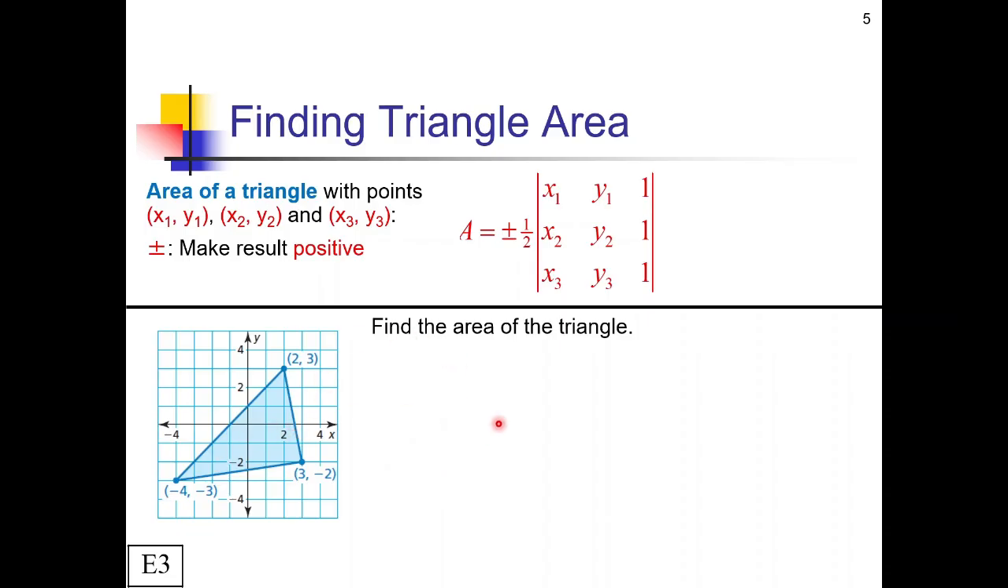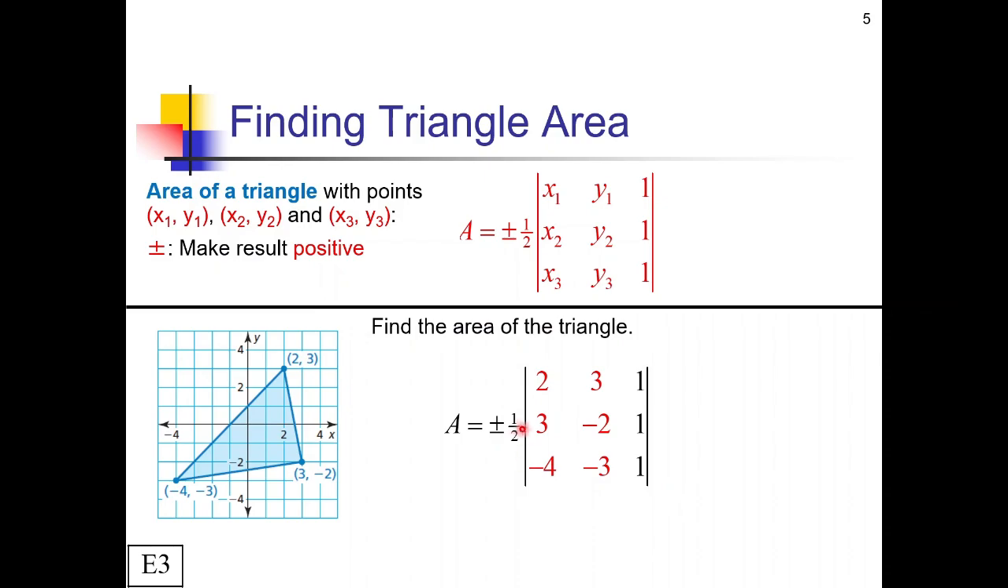triangle. Alright, so first we're going to set up our determinant with the points in there. So we're going to have plus or minus 1/2 times the determinant of 2, 3, 1, then 3, negative 2, 1, and negative 4, negative 3, 1. So just these 3 points plugged in here in the first 2 columns with 1s in that third column. So let's go ahead and find that determinant, and we'll do this by hand. No need to use the calculator yet.